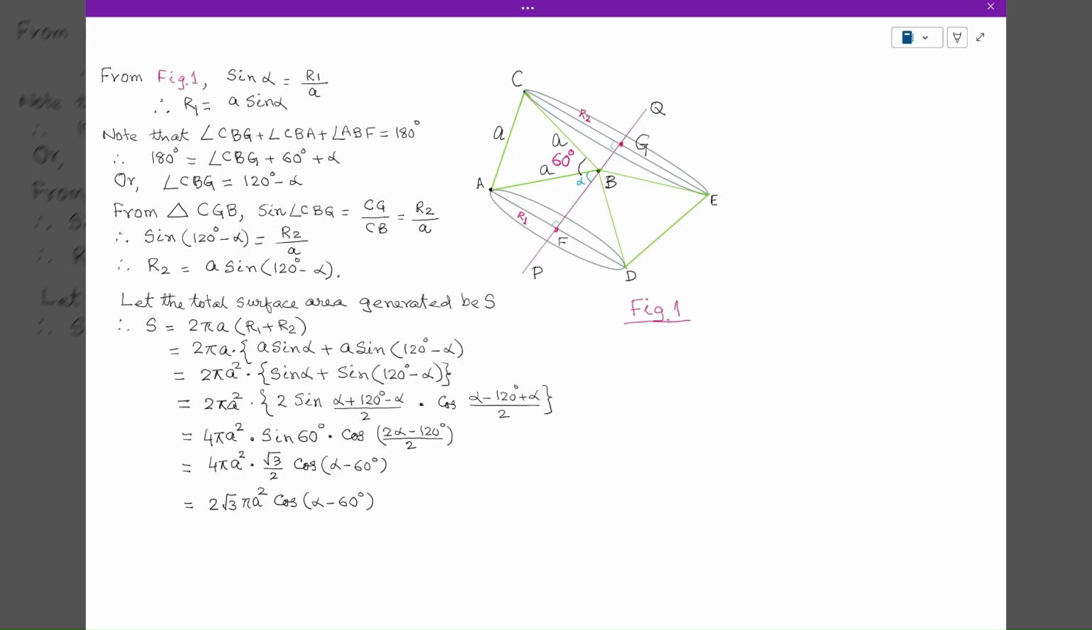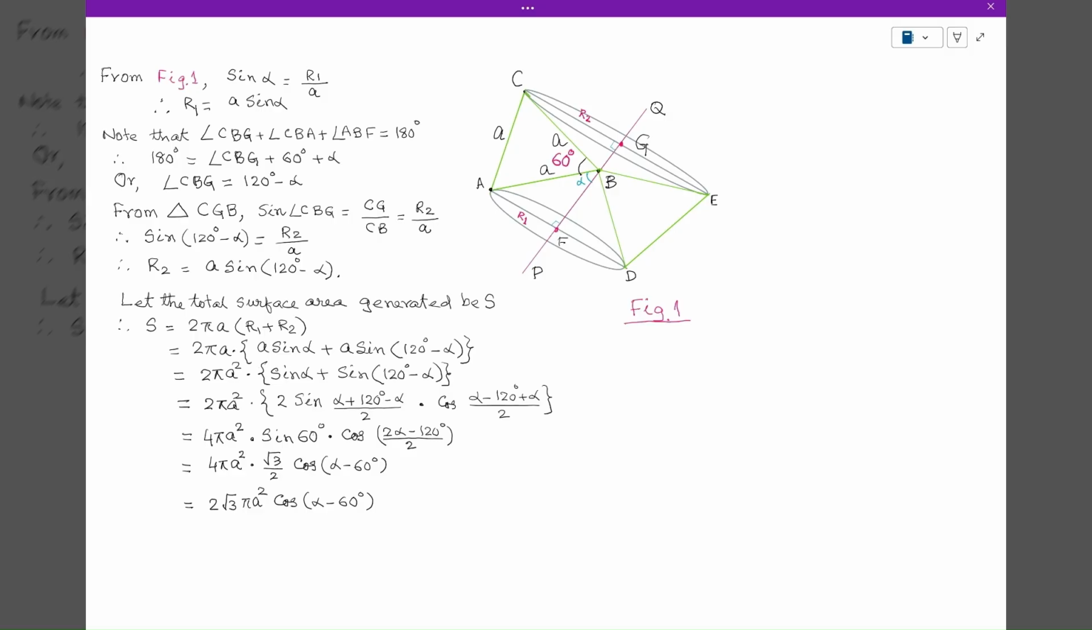Let the total surface area generated be S. Then we had earlier found out the total surface area is equal to 2 pi A multiplied by R1 plus R2, which is same as 2 pi A multiplied by R1, which we have just now found out is A sin alpha, and R2, which we have just now found out to be A sin of 120 degrees minus alpha. Therefore, the whole surface area becomes 2 pi A multiplied by this A here, and this A here will be 2 pi A square times sin alpha plus sin of 120 degrees minus alpha.